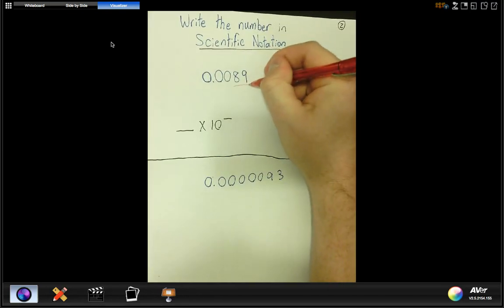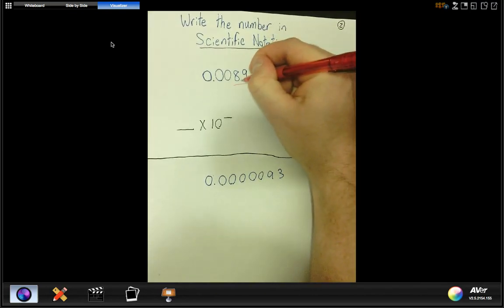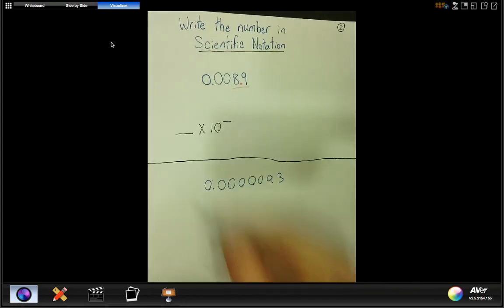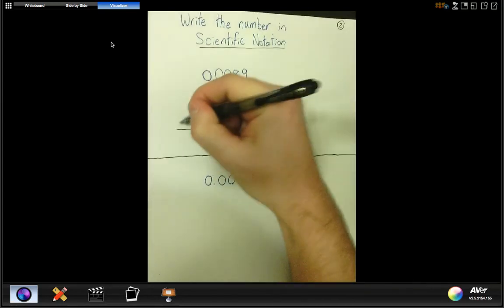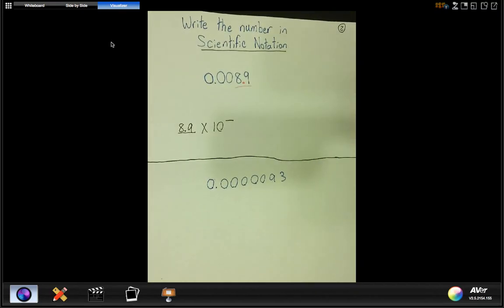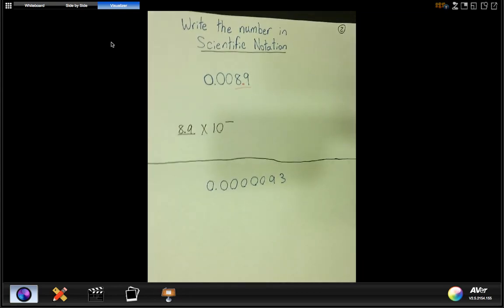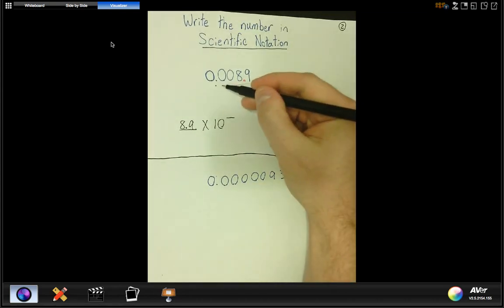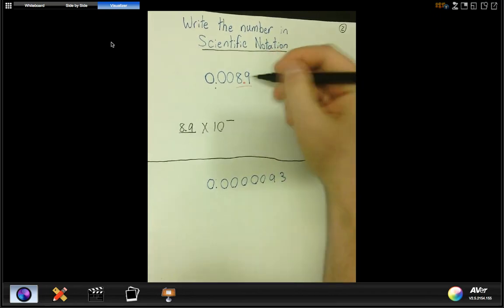So I notice I have 8 and 9. If I put a decimal point right between the two of them, I now have a number 8.9. 8.9 is greater than 1, but less than 10. So I know 8.9 can be my start number. Once again, I know I got to do something with that decimal point to get it back to where it originally started, so that way we know what the original number is.